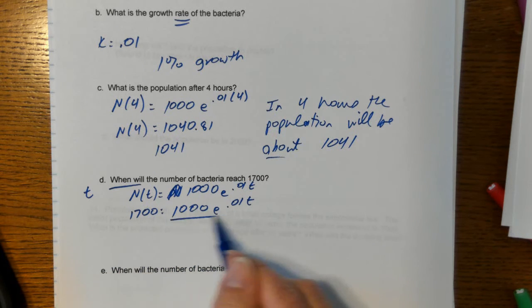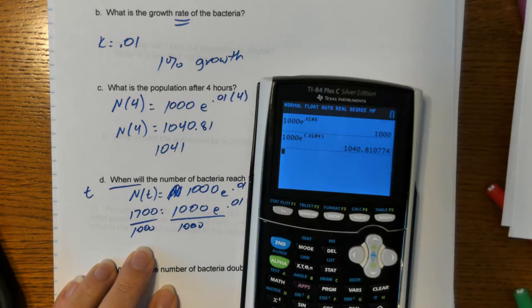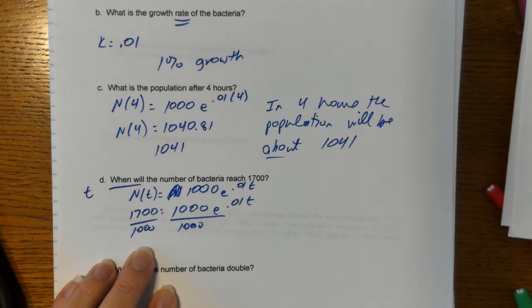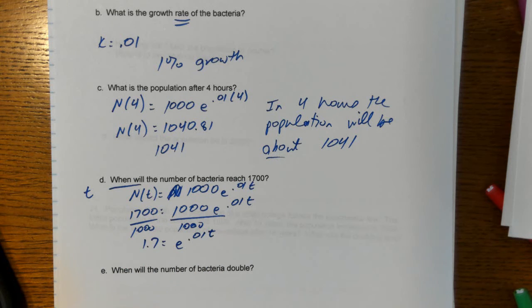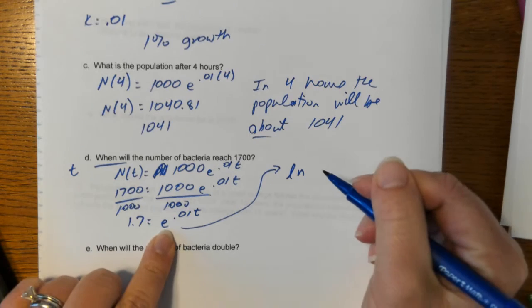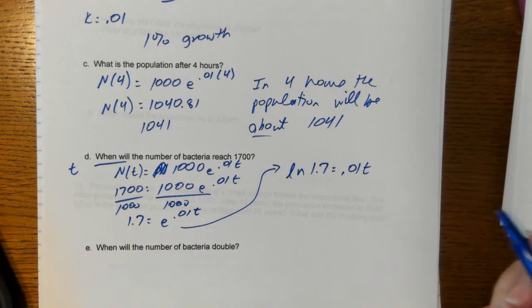We've got to get the exponential part by itself, so we'll divide by 1,000. So we're going to have 1700 divided by 1,000, and we get 1.7. So 1.7 equals e to the 0.01 t. The exponential portion has been isolated, but now we need to get the actual exponent by itself. And to do that, we convert to a logarithm. So log base e, but we don't write log base e, we just put ln. ln means log with a base of e, of 1.7 equals 0.01 t.